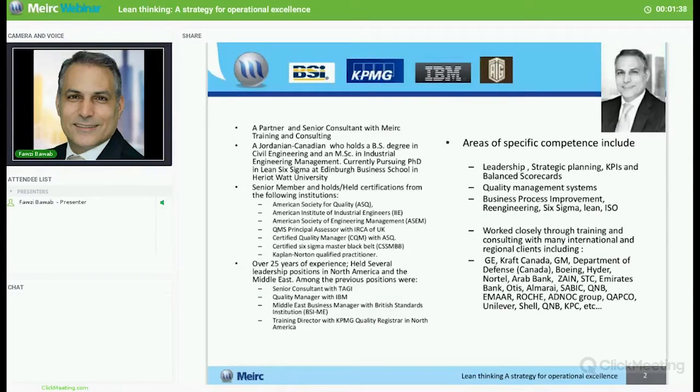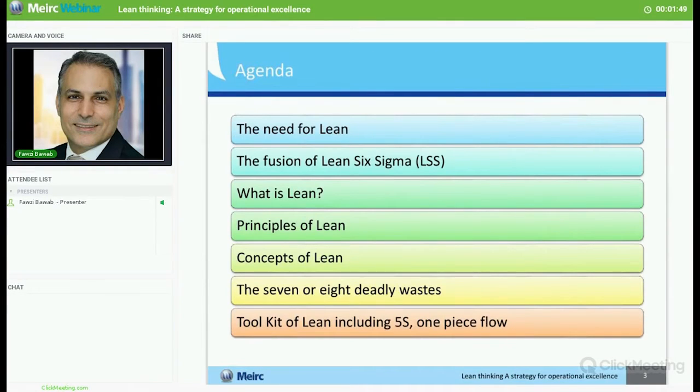So let me quickly go through the objectives of this session. The session will address the following concepts. We will talk about the need for Lean and why organizations use Lean in their operations, whether hospitals, government, services, or airlines. And of course, we cannot talk about Lean without talking about one of my favorite topics, which is Six Sigma. The fusion and integration of Lean and Six Sigma comes under a concept we call today LSS, or Lean Six Sigma.